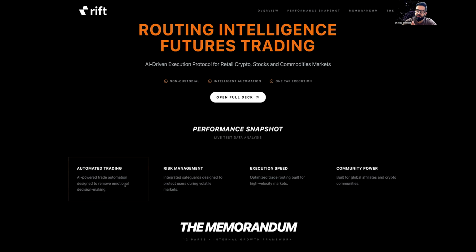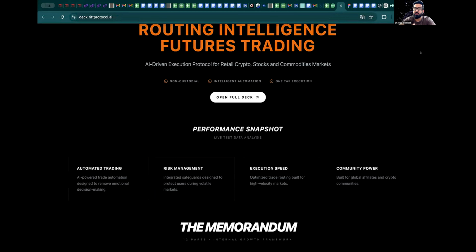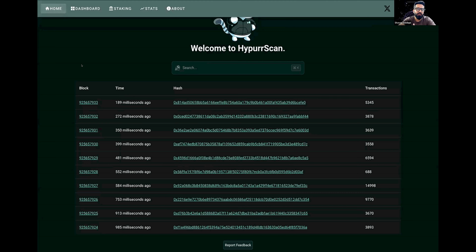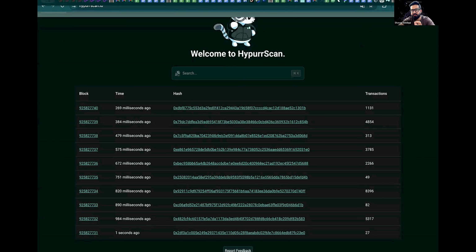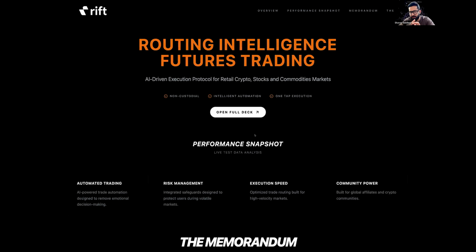Then comes the risk management factor of the product. I have been repeating the word risk a couple of hundred times on my Zooms, on my trainings, on my calls recently. It has integrated safeguards designed to protect users during volatile markets. Then comes the execution speed. If we talk about execution speed, we see Hyperliquid, and Hyperliquid has crazy execution speed of 200,000 trades every second.